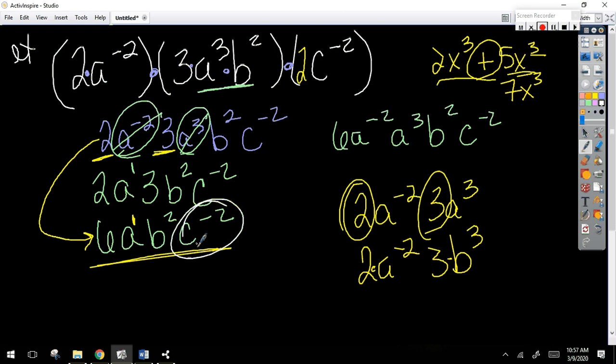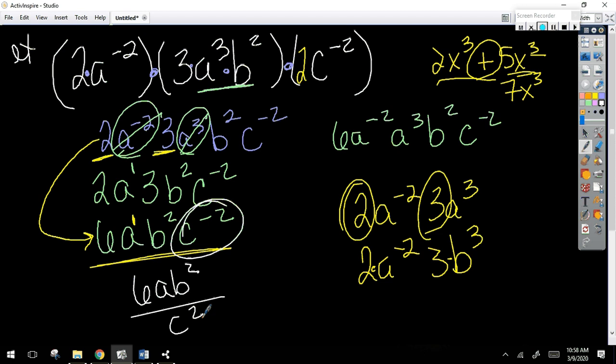All right, C to the negative 2 flips down to the bottom, so I end up with 6AB squared over C squared. Oh, I'm sorry, I meant 6. They sound alike. So looking at this, how do I know when I'm done? Are all the coefficients simplified? Yes, meaning 6. There's nothing in the bottom that would reduce with that. Looking at the division, I don't see any more same bases. There's not another property that I could apply here, so I am done.